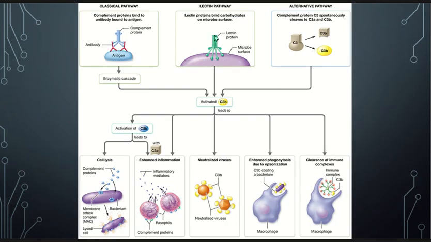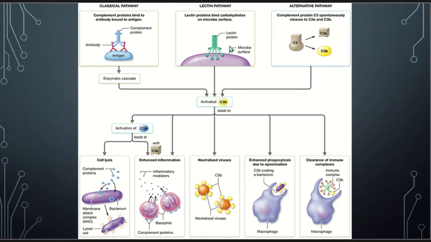So this is just a quick review of the three different complement pathways and the effects that they can have. Quick side note, I want you to remember that the central complement protein to all three of these pathways is going to be our C3b molecule. Very, very important. The only one that is specific to this interaction with antibody is going to be the classical pathway.